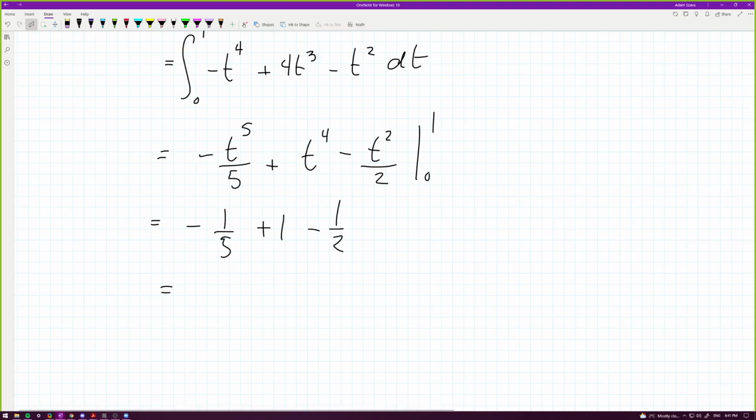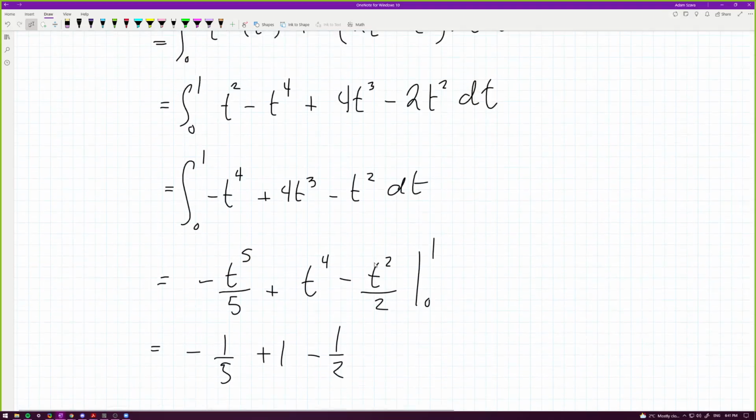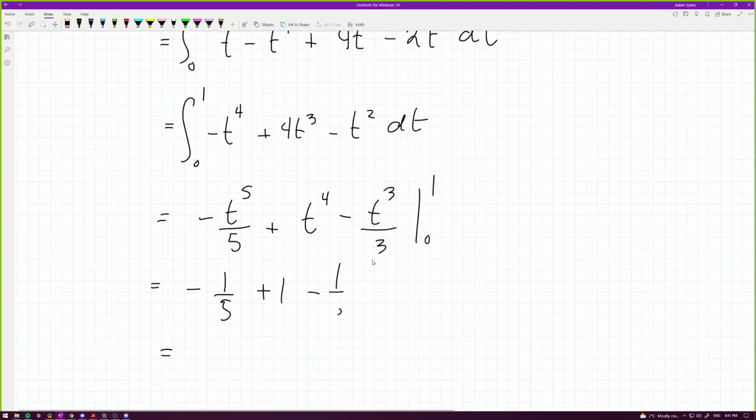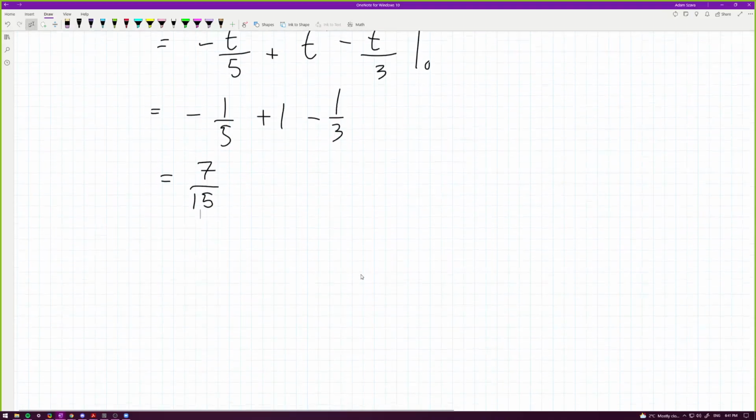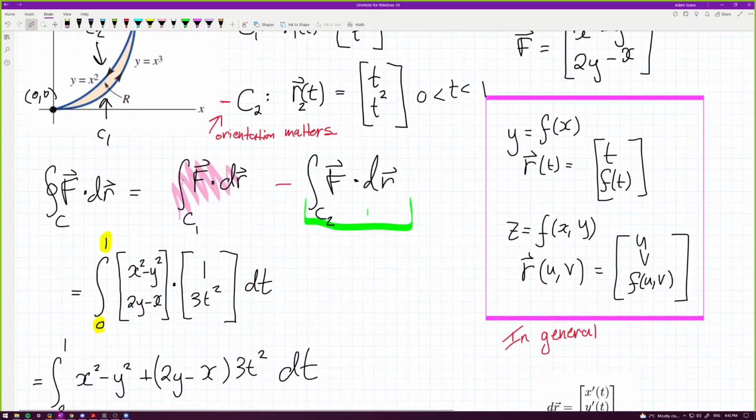If I do this all together, negative 1/5 plus 1 minus 1/3... Is that what I got before? No, I don't get that. Sorry, that was supposed to be over 3, a third. There we go. I get 7 over 15, which is what I got before. 7 over 15. So now I go back up to my equation.